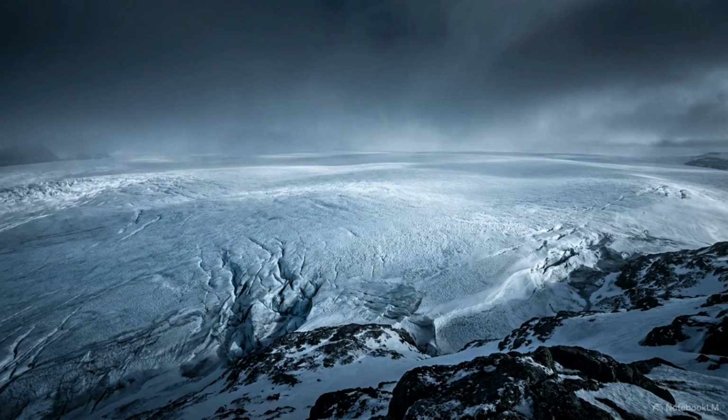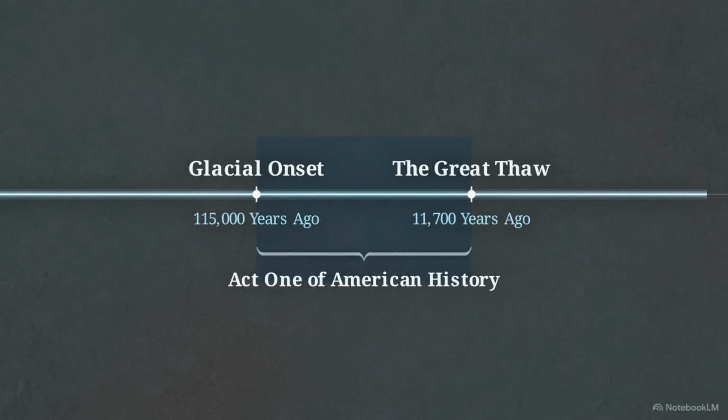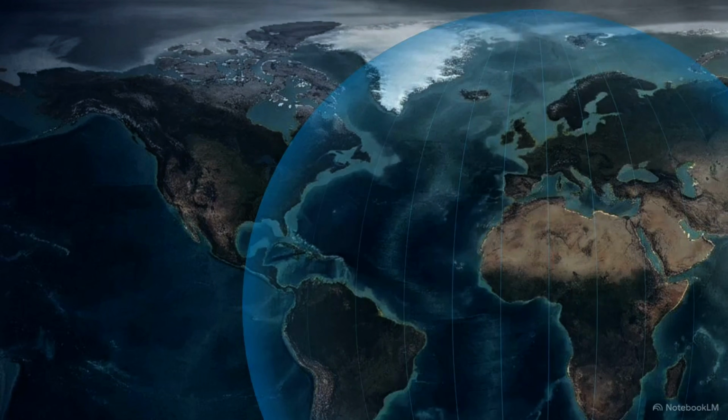Long before modern nations or the first human footprints, the physical foundation of the United States was laid down during the last glacial period. This extreme deep freeze, lasting from roughly 115,000 to 11,700 years ago, is the true starting point of American history. This animated globe shows the vast scale of that freeze.